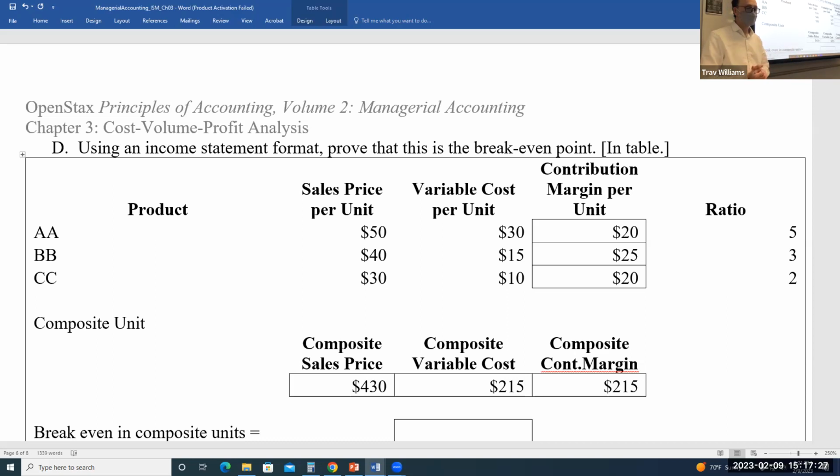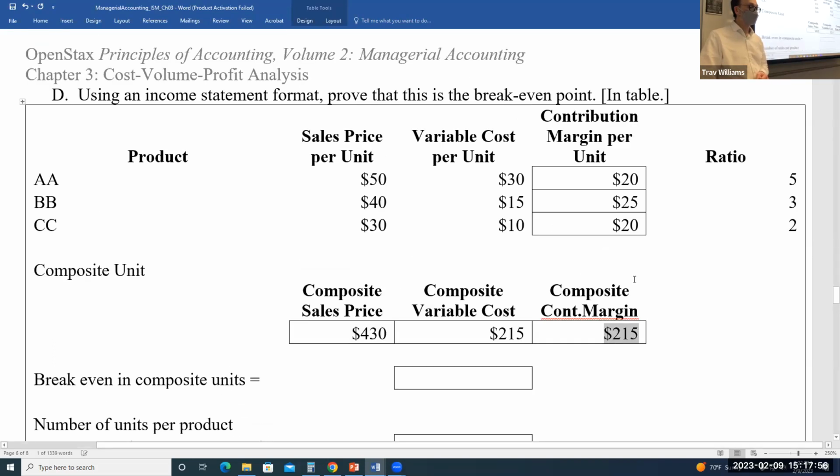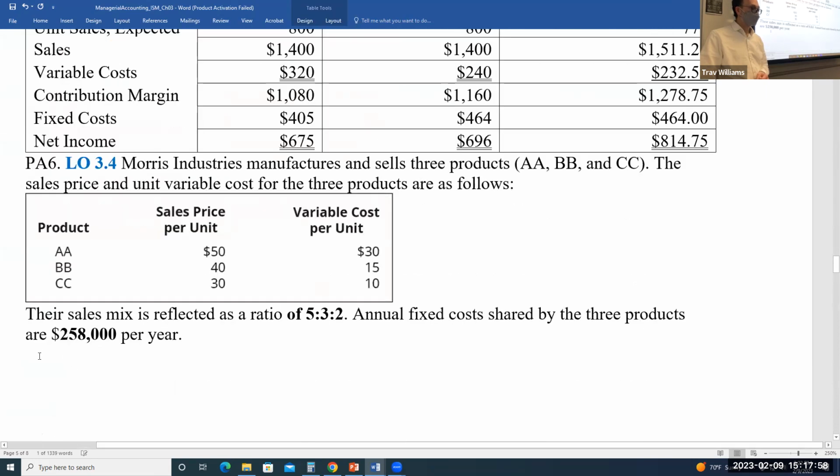Okay, doesn't always work out that way, but in this case, the variable cost and the contribution margin just happen to be the same. So when you're doing number 7 on your own, what you might want to do is have another column where you figure out these calculations. Okay. Any question on that? Okay, now that we know that our composite unit contribution margin is $215, we can divide that into those fixed costs, which were $258,000.